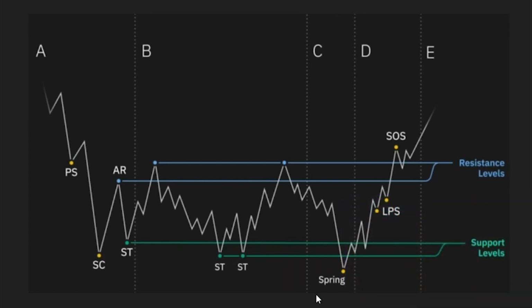And as you can see here, there's something called the spring in this phase. The spring usually breaks the support levels to stop out traders and misled investors. This is the final attempt to buy shares at a lower price before the uptrend begins. This bear trap induces retail investors to give up their holdings and sell in panic at a loss.